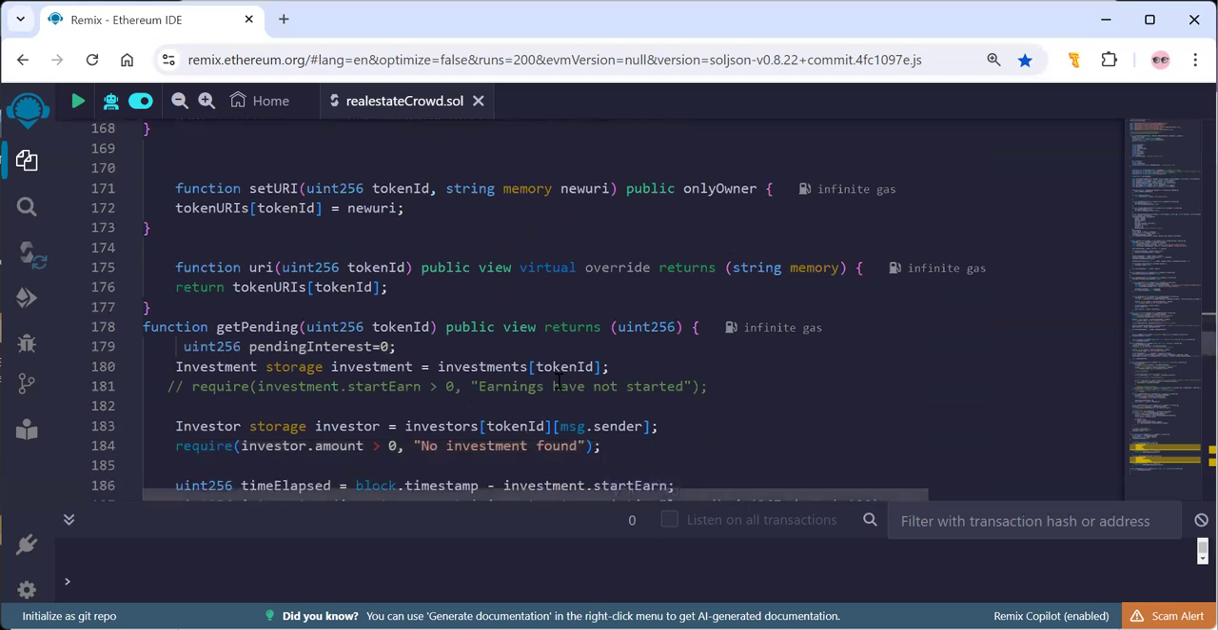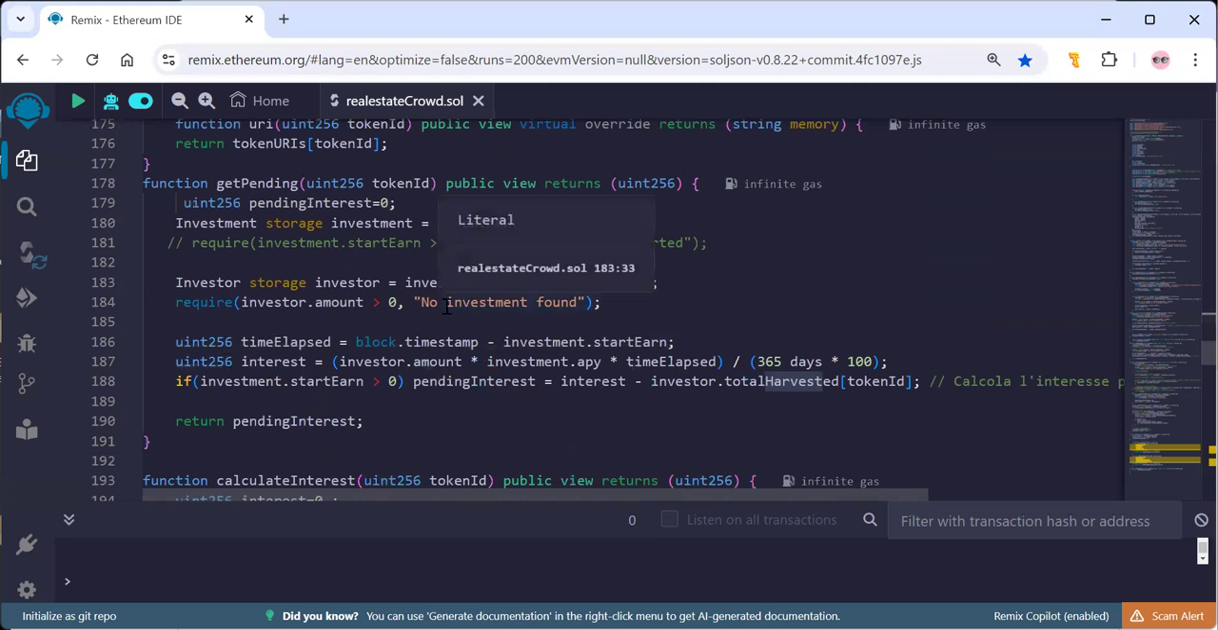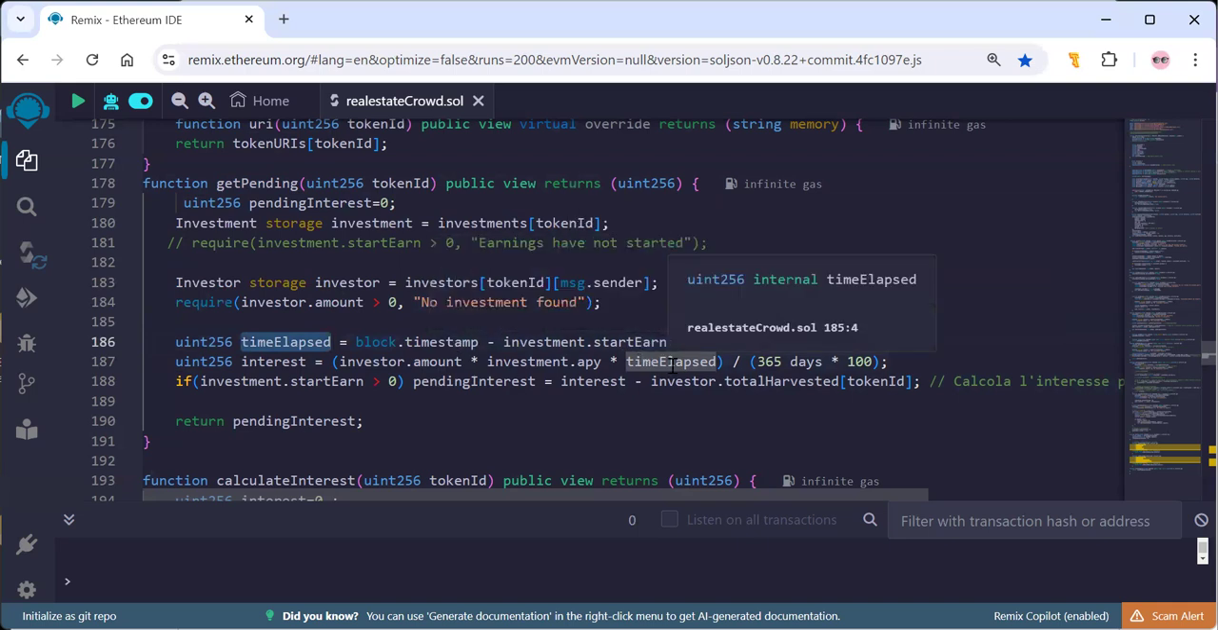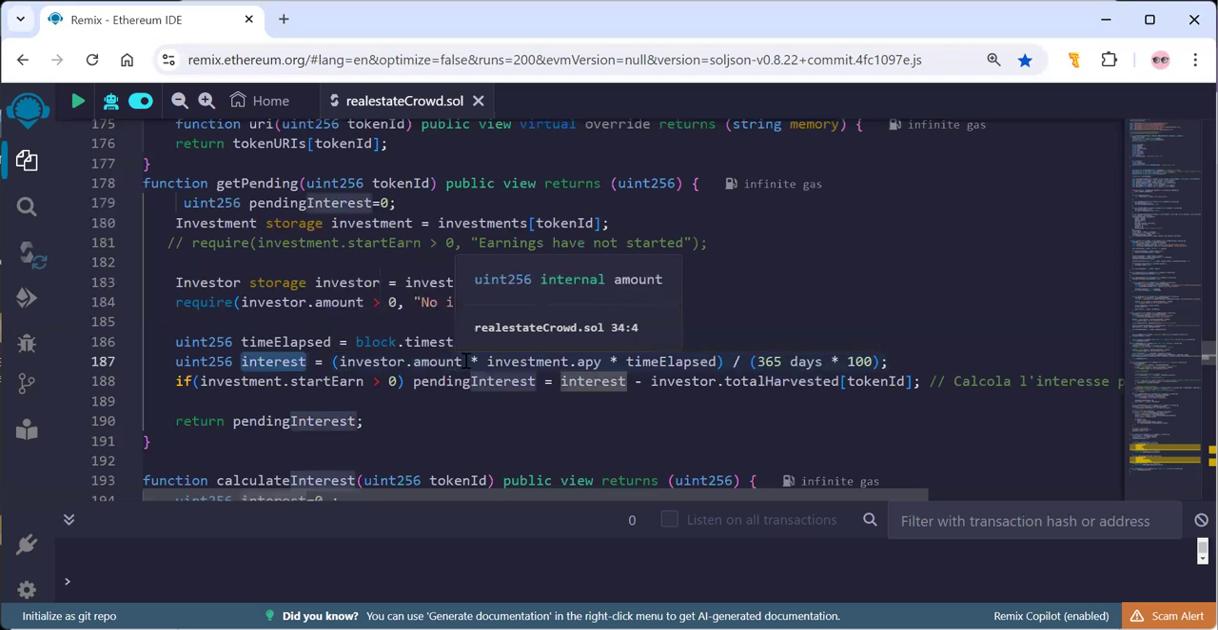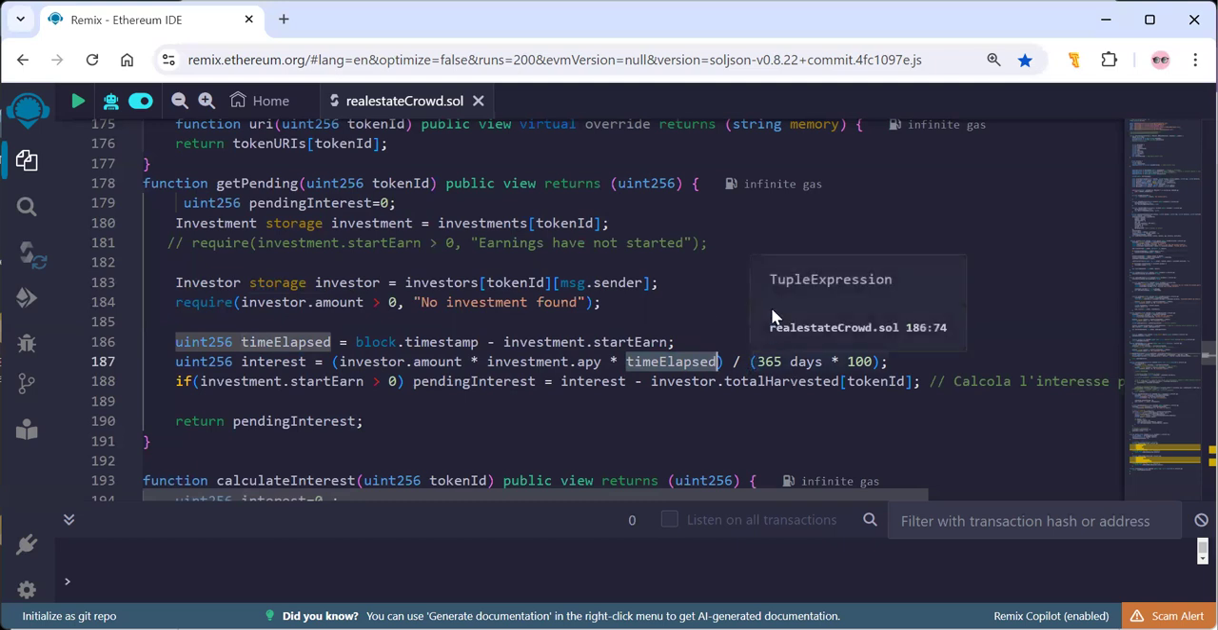And in the middle of the life of this investment, they can also harvest, but a minimal part that is called getPending. That is calculated this way. So time elapsed represents the number of seconds between the starting point and now. So how many seconds have passed between the starting point and now? And then the interest is calculated as the multiplication between amount invested, the APY percentage, and the time elapsed, so how many seconds we are accumulating from the starting point, divided by the seconds in a year. The seconds in a year, because the APY is the yearly percentage of earning.